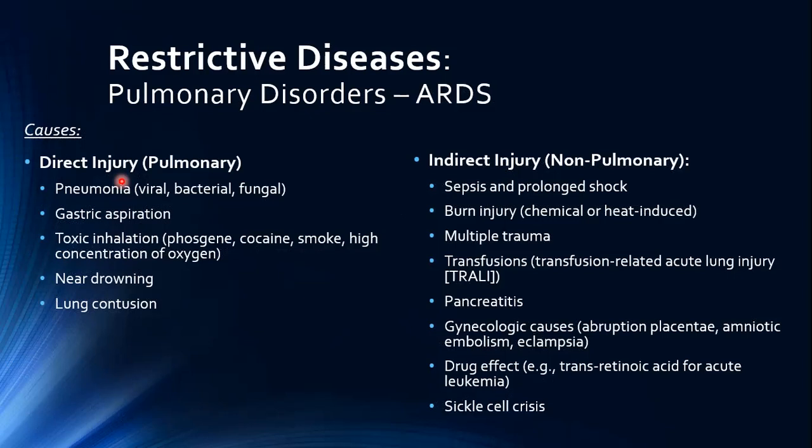Indirect injuries will be stuff that is non-pulmonary, like sepsis. You got an infection, right? And an infection somewhere else caused this problem. Burn injury. You can get burned and have pulmonary edema from just being burned, right? The body just goes into such a whirlwind from being burned. You can imagine if you have second degree burns all over your body, the body just goes crazy, okay? And that can cause pulmonary disorders. Multiple traumas, like getting shot or stabbed and it gets in your lungs, of course.